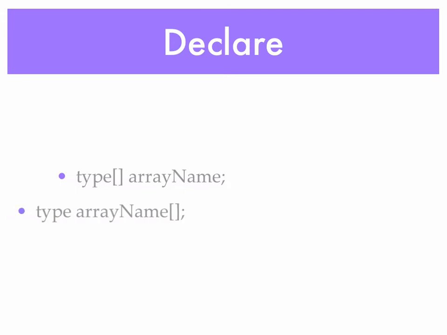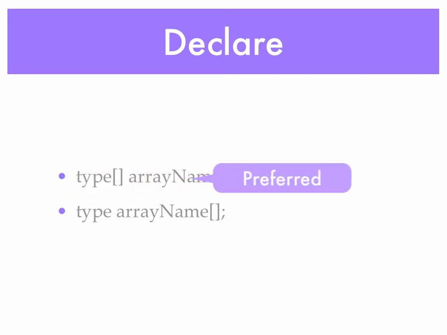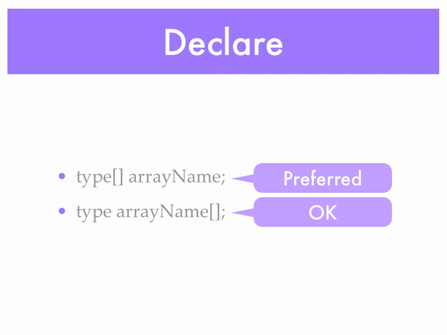When we work with arrays, we have to first declare that we want to have one. And so we can declare an array this way. We indicate the type. The square brackets that follow that type indicate that this is indeed an array of that type, and then the name of the array and the semicolon. We can also declare an array this way with the type, the array name, the square brackets, and a semicolon. The first way, type, square brackets, array name, is preferred. The second way, type, array name, square brackets, is okay, but the first is the preferred way.